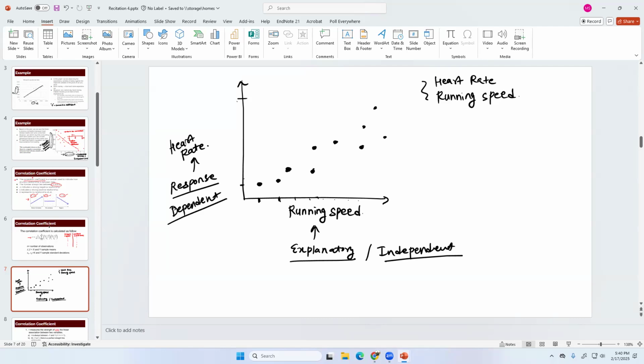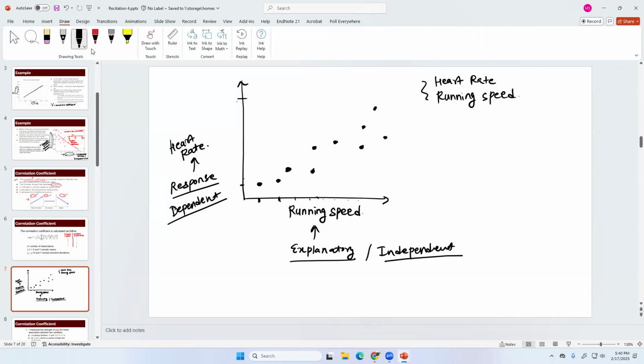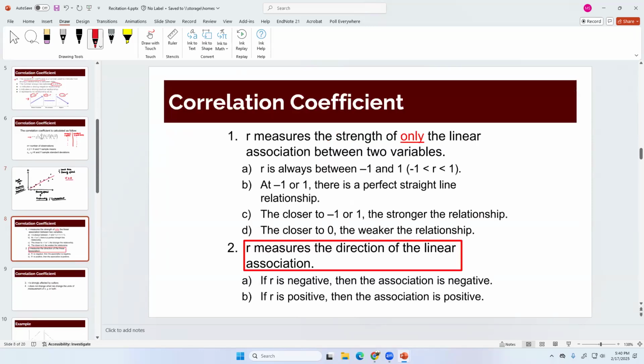It's sometimes good to dive into the details so it's clear. It'll have a positive R greater than 0. So questions like this, as long as you're comfortable doing these kinds of things, I think we should be good with the correlation coefficient. Another important point is that it only measures the linear association between two variables.